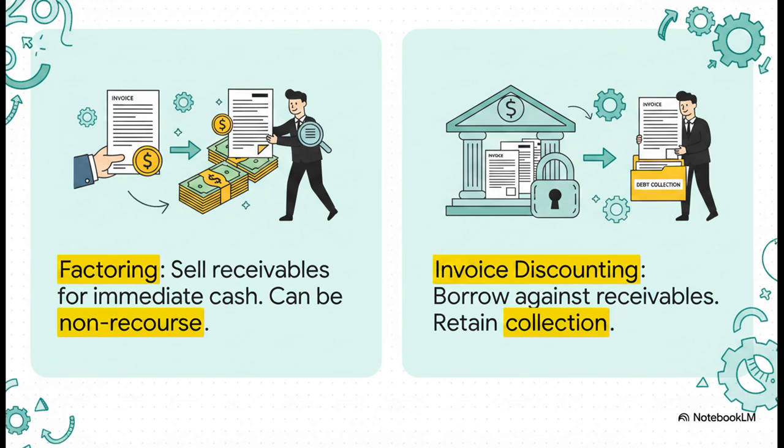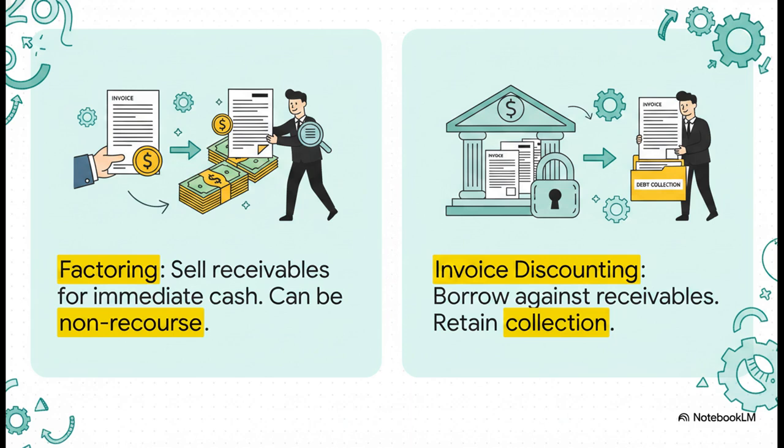Our source material gives us two main rescue methods here: factoring and invoice discounting. With factoring, you literally sell your receivables to a third party, a factor, for immediate cash. They usually give you an 80 to 90% advance right up front. And if it's non-recourse factoring, the factor actually takes on the risk of bad debts themselves, though, as you'd guess, they'll charge a much higher fee for that peace of mind.